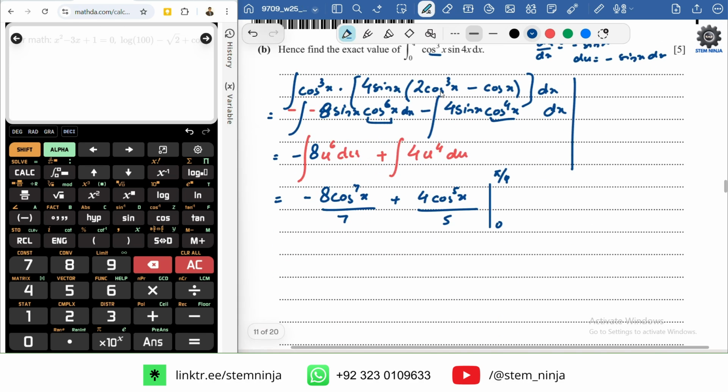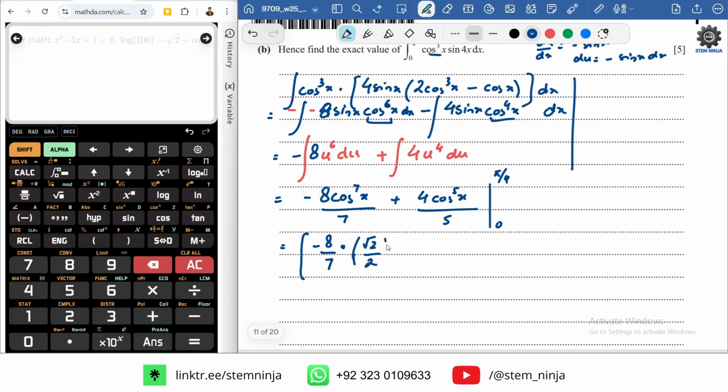Alright, and now we just plug in the limits. So you have minus 8 over 7. Cos of pi by 4 is basically 1 over root 2, or root 2 by 2, raised to power 7, plus 4 over 5 cos of root 2 over 2 raised to power 5, minus cos of 0 is 1, basically 8 over 7, and once again cos of 0 is 1.